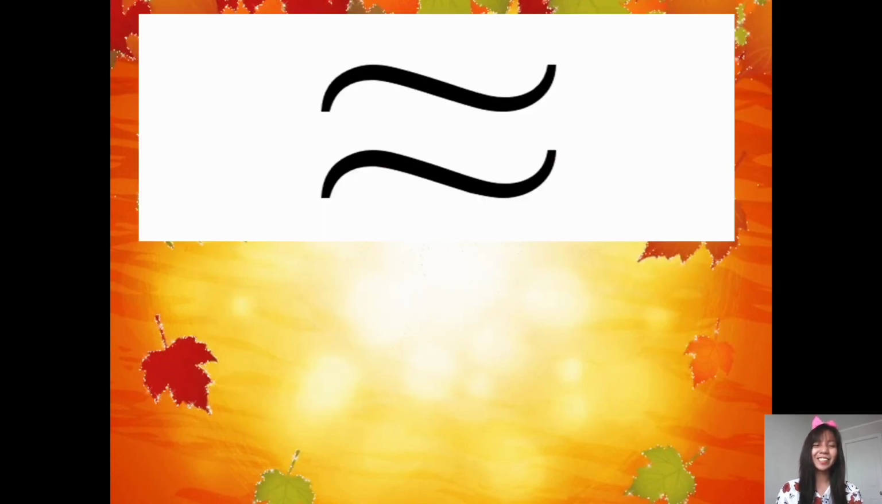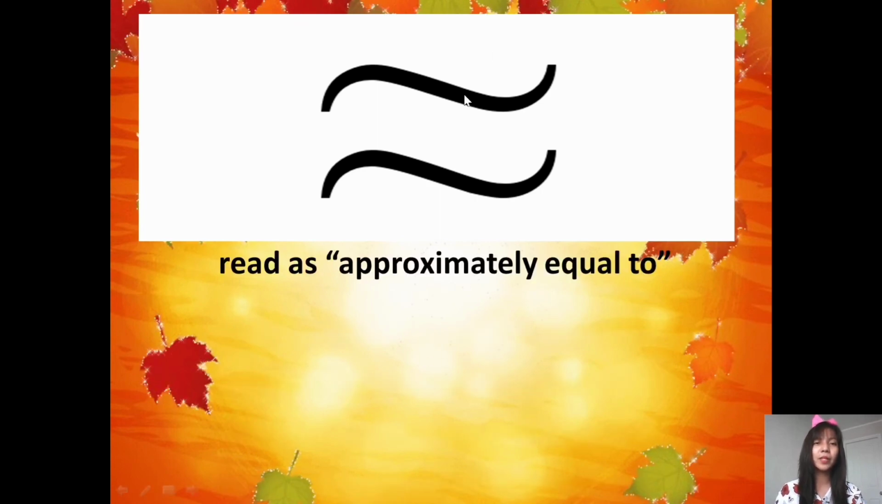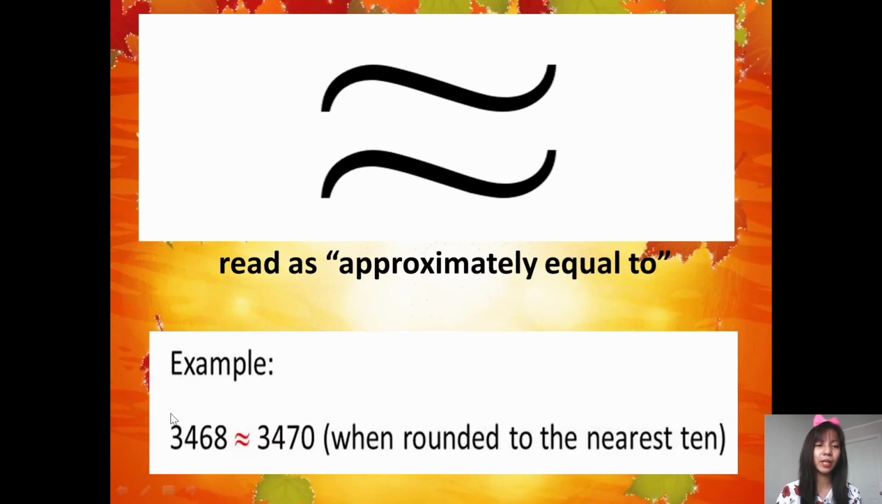Alright. So, by the way, in rounding off numbers, we are using this symbol. Alright? It reads as approximately equal to. So, just like this one, when you are writing the numbers. Okay, when you are rounding the numbers, you need to use this symbol. It's approximately equal to. Alright?